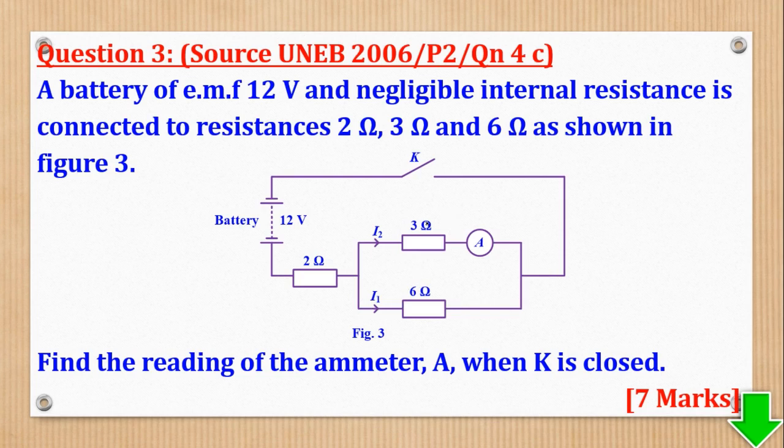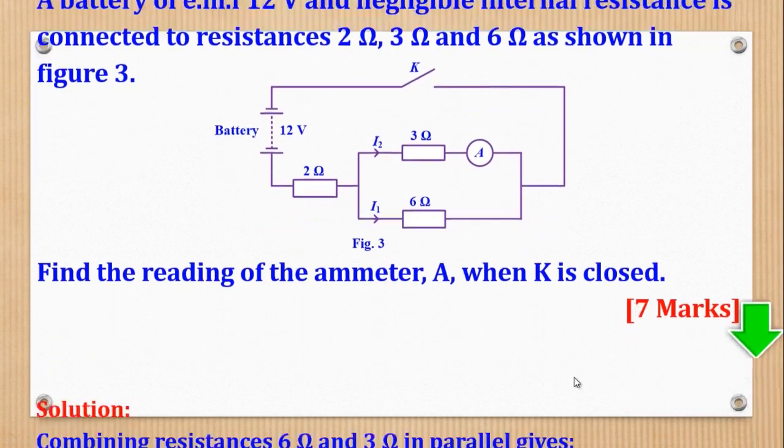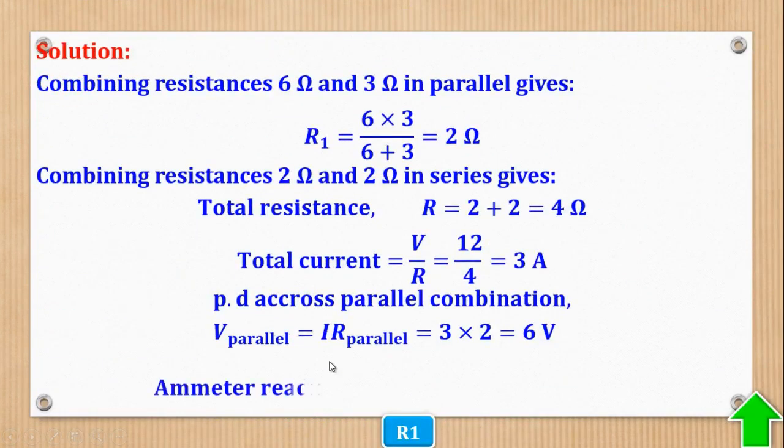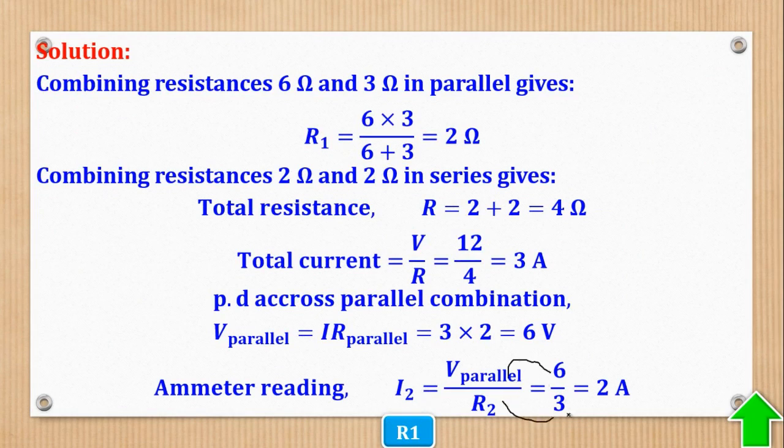Okay, so now that we know there is the PD across this 3 ohm and it was 6 volt, and we know the resistance 3 ohm, we can get this current from V equal to IR. So we shall come back here and so that the ammeter reading I2 is equal to V, which was the PD across the parallel combination, over the resistor of interest, that is 6 over 3, to give you 2 ampere.